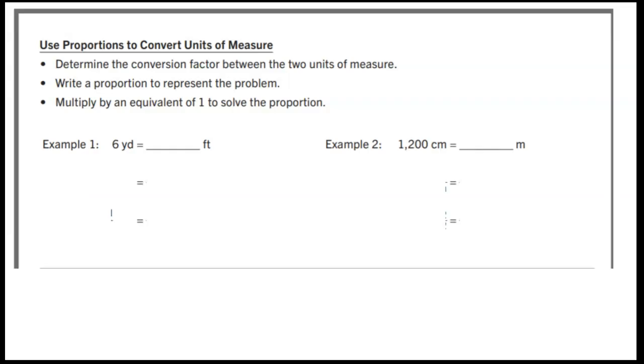Use proportions to convert units of measurement. Our first step is to determine the conversion factor between two units of measure. Write a proportion to represent the problem and multiply it by an equivalent of 1 to solve the problem.